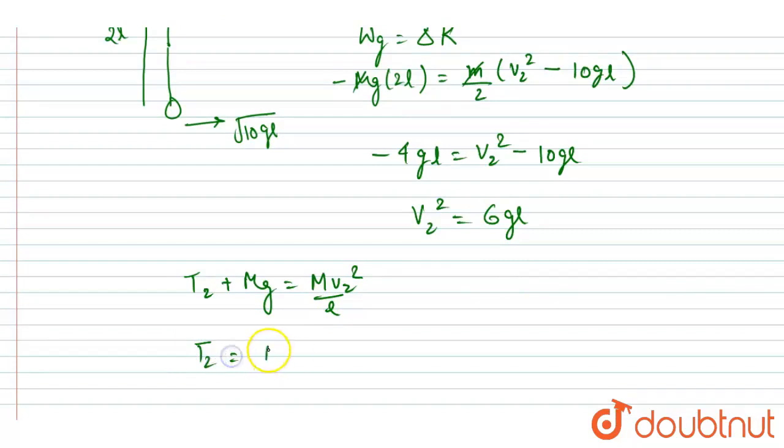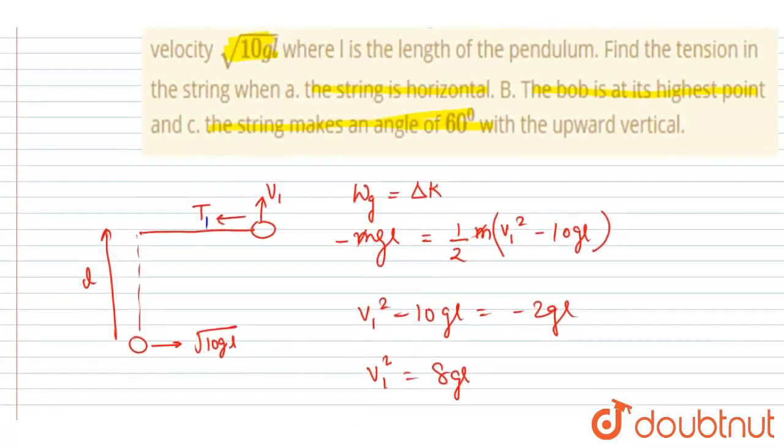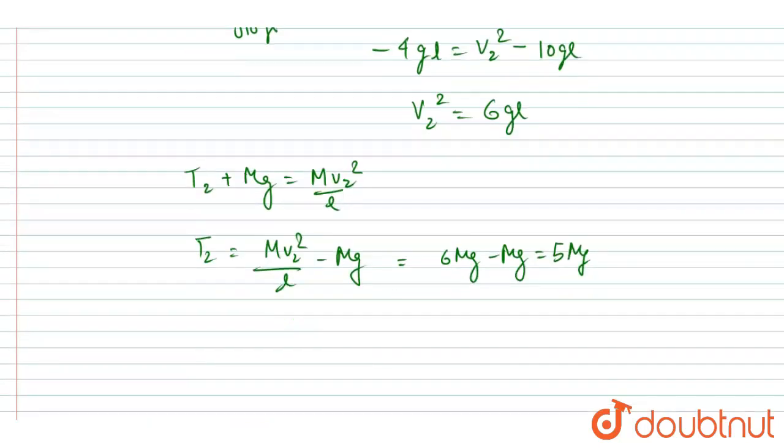So T2 here will be m v2 square by L minus mg, right? Put the value of v2 square as 6gL. You will get 6 mg minus mg, and that will be equal to 5 mg. So this will be the tension at the highest position. Now if you see the question, we have to also find out the tension when the string makes an angle 60 degree with the vertically upward direction.